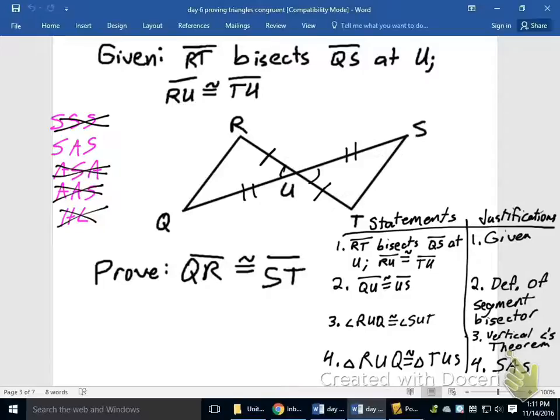I mentioned that already. Now I'm ready to wrap up the proof because when you look at where segment QR is first and last, segment ST, first and last as well, these are corresponding parts of congruent triangles are congruent.